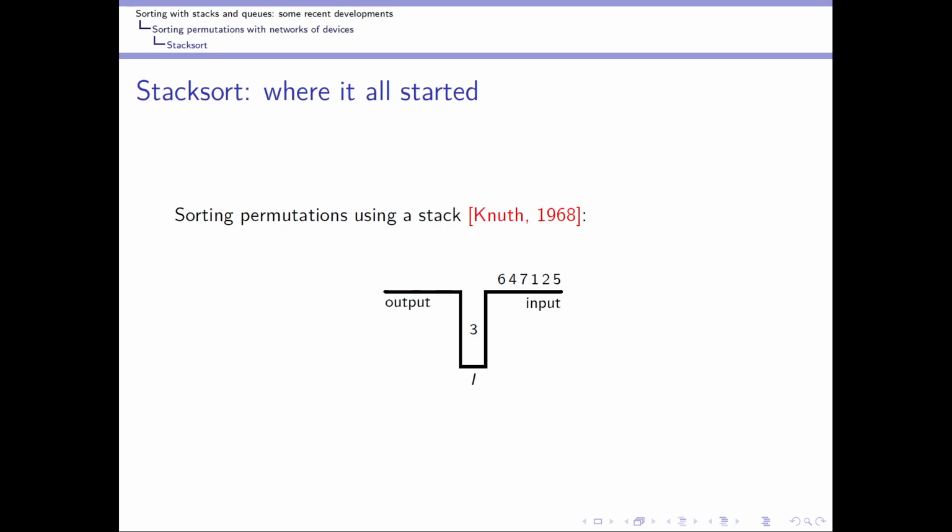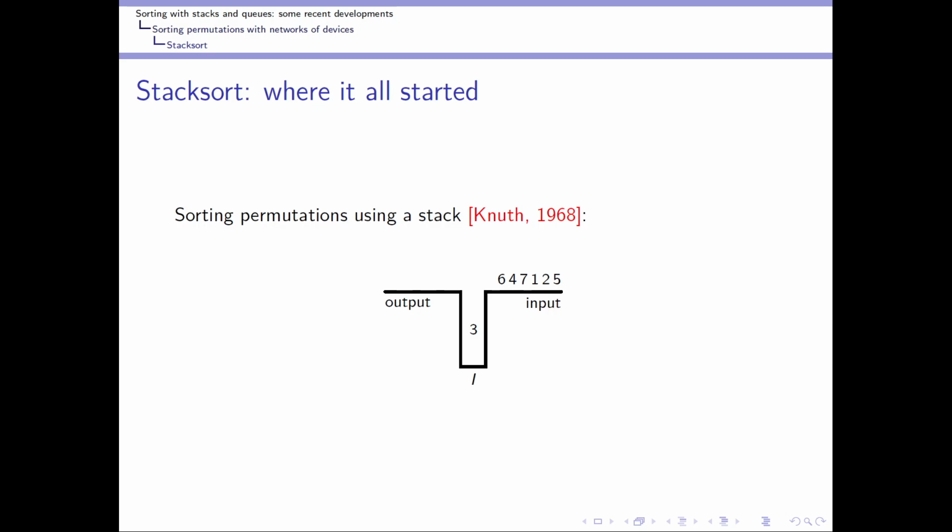And now we are already in trouble, because if we choose to pop the stack and place the 3 in the output, then of course the resulting permutation won't be the identity. And if we decide to push the 6 into the stack, then the 6 will reach the output before the 3. So again, the output permutation won't be the identity.